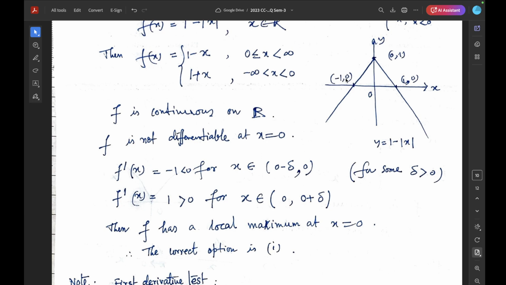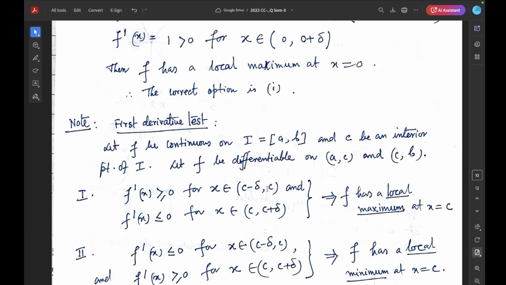f dash x is minus 1, the slope is minus 1, and for the right hand side f(x) is 1 plus x, so differentiating we get 1, which is positive for x belonging to the right hand neighborhood 0 to 0 plus delta. So f has a local maximum at x equal to 0.